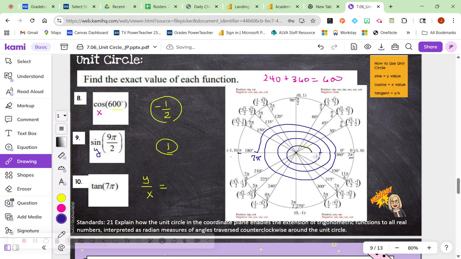So again, 1 revolution is 2 pi radians, 2 revolutions is 4 pi radians, 3 revolutions is 6 pi radians, and then you go half a circle, which is pi radians. That puts me at 7 pi, and we're doing the y value divided by the x value. So that's going to be 0 divided by -1, which will give me a final answer of 0. So tangent's just a little bit harder because you've got to take the y value of the ordered pair and divide it by the x.